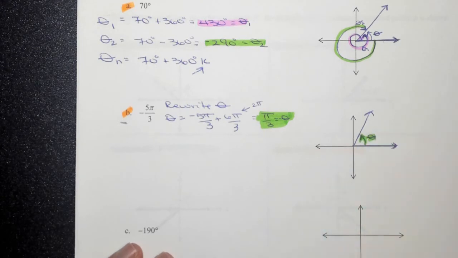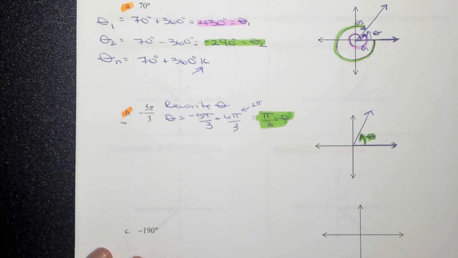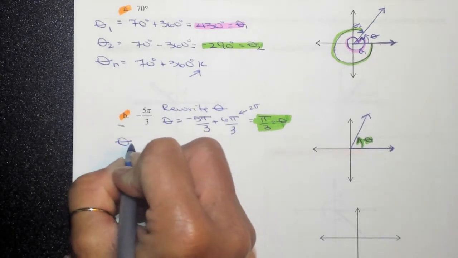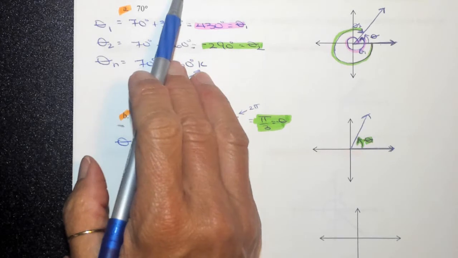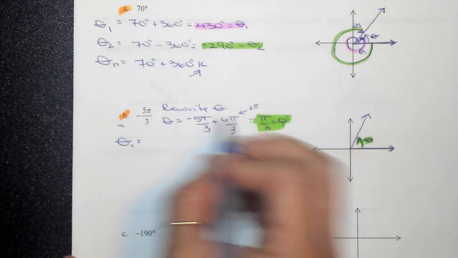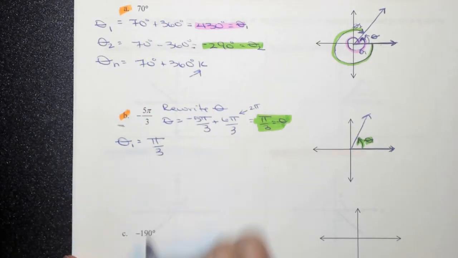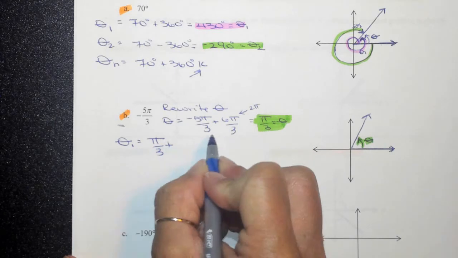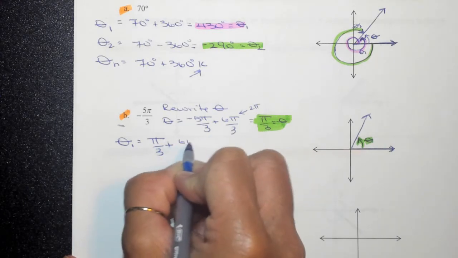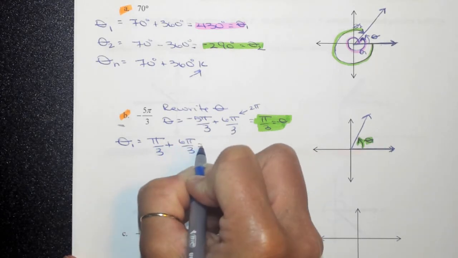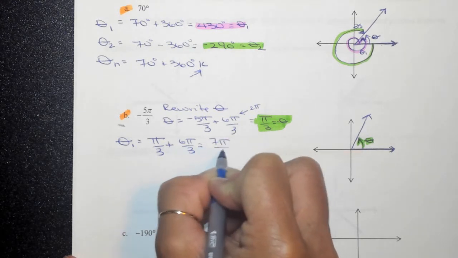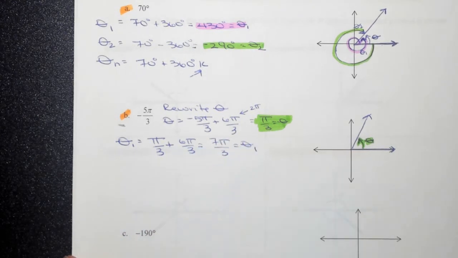All right. So now what I'm looking at is I need to figure out what is theta sub 1, which is going to be my one positive angle. So we're going to use pi over 3 because this would be for my generalization, and we will add 2 pi, which we already discovered was 6 pi over 3. So this is 7 pi over 3, which is theta sub 1.